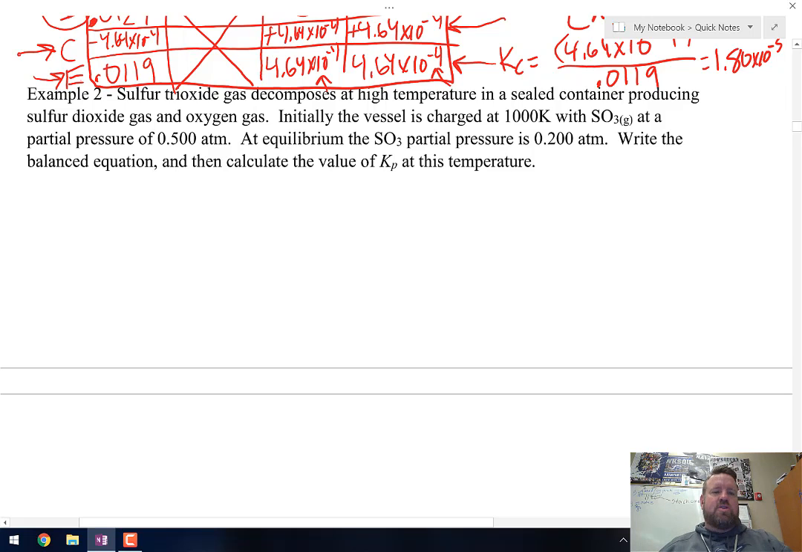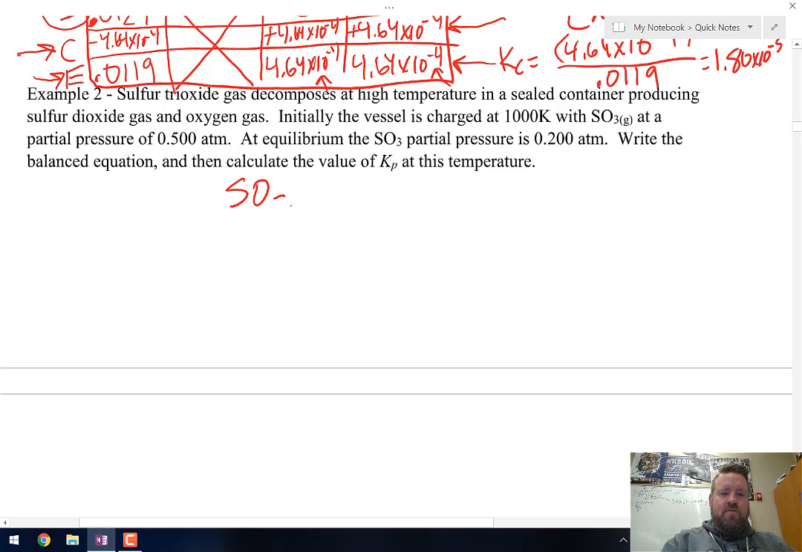So example 2 says sulfur trioxide gas decomposes at high temperature in a sealed container, producing sulfur dioxide and oxygen gas. Initially, the vessel is charged at 1,000 Kelvin with SO3 at a partial pressure of 0.5 atmospheres. So yes, you can use Kp with this as well. There's no difference there. At equilibrium, the SO3 partial pressure is 0.2 atmospheres. Write the balanced equation and then calculate the value of Kp at this temperature.